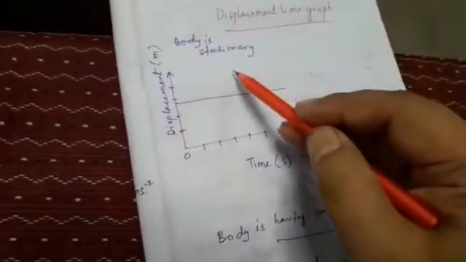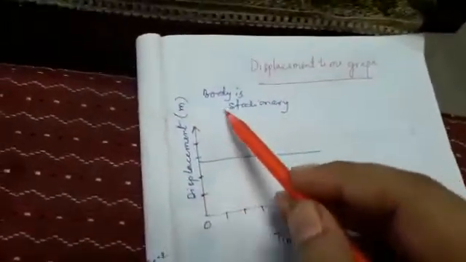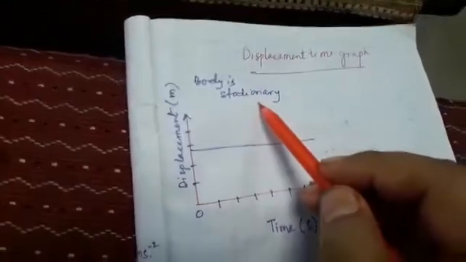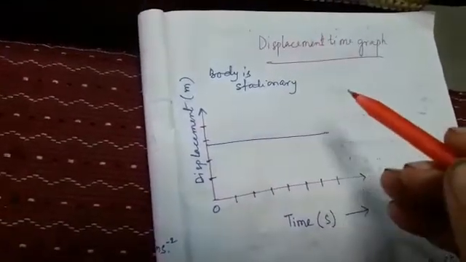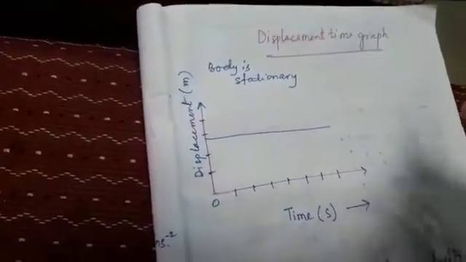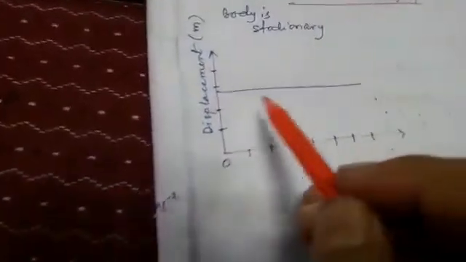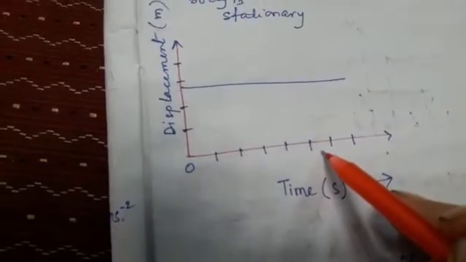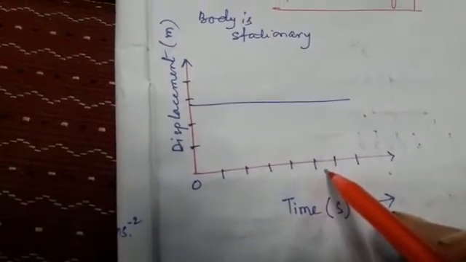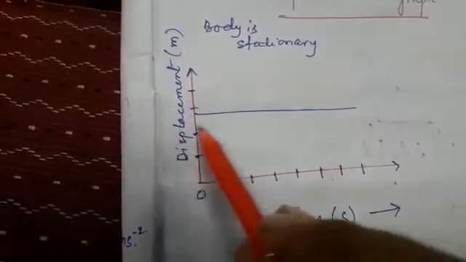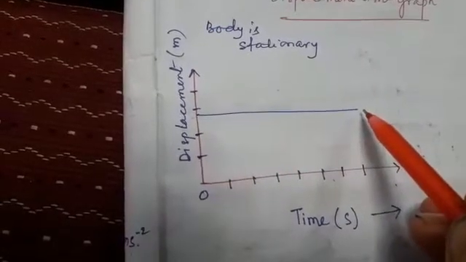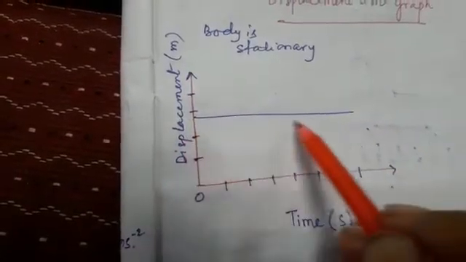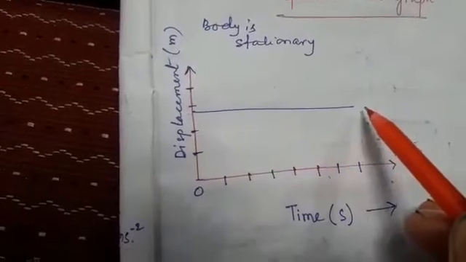Now, this is the first case of the displacement time graph, when the body is stationary. If the body is stationary, meaning it is not moving, then the displacement time graph will be a straight line parallel to the x-axis. Since the body is not moving, the graph will look like a straight line.